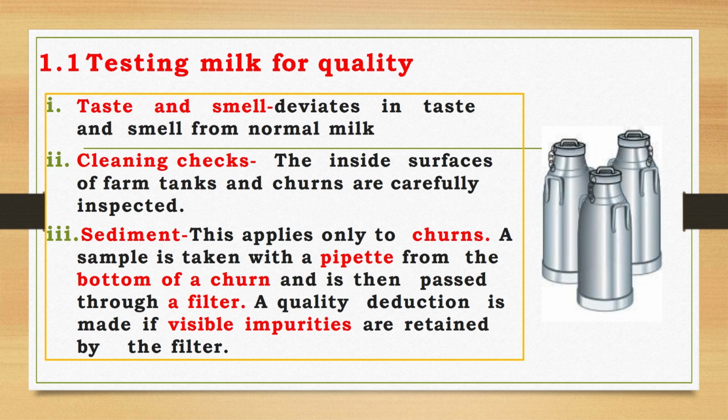1. Taste and smell, checking for any deviations from the taste and smell of normal milk. 2. Cleaning checks, where the inside surfaces of farm tanks and churns are carefully inspected. 3. Sediment. This applies mainly to churns. A sample is taken from the bottom of a churn with a pipette and passed through a filter. A quality deduction is made if visible impurities are retained by the filter.